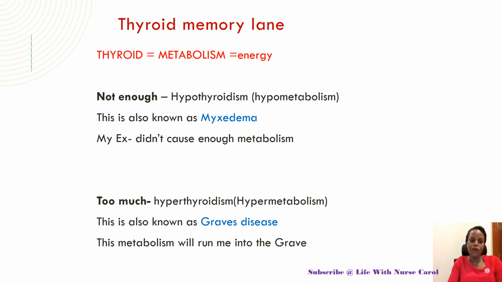What diseases or conditions do we get when we don't have enough thyroid hormone? One, we shall have hypothyroidism. Your thyroid is working less than normal. In this case, we shall have hypometabolism, and this is also known as myxedema.